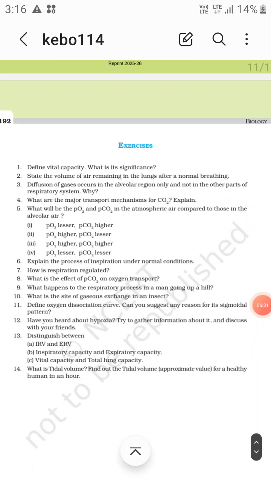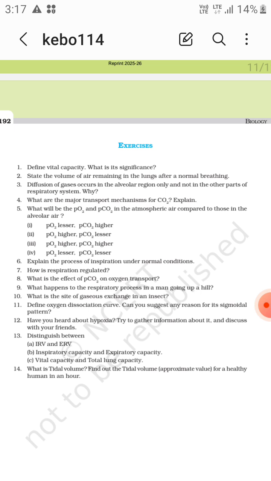Now the exercises. Define vital capacity. Max to max, that is maximum inhalation to maximum exhalation. This is the vital capacity. What is its significance? State the volume of air remaining in the lungs after a normal breathing. So after a normal breathing, the volume of air remaining in the lungs is, I think, the functional residual volume, right?